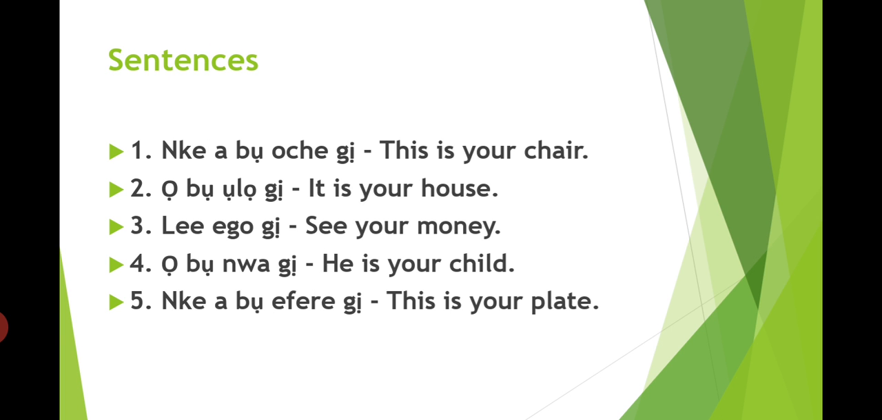So let's say a few sentences. Nke a bụ oche gị. This is your chair. Ọ bụ ụlọ gị. It is your house. Lee ego gị. See your money. Ọ bụ nwa gị. He's your child or she's your child. Nke a bụ efere gị. This is your plate. So you can see the places where we have to talk about possession. The objects all came before the pronoun.